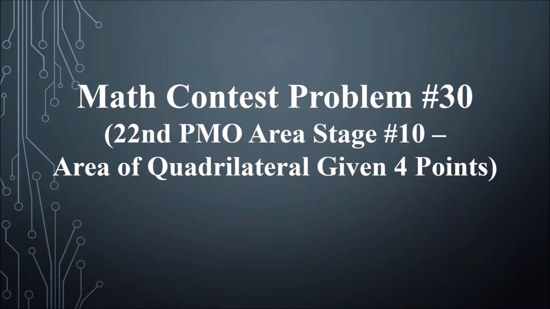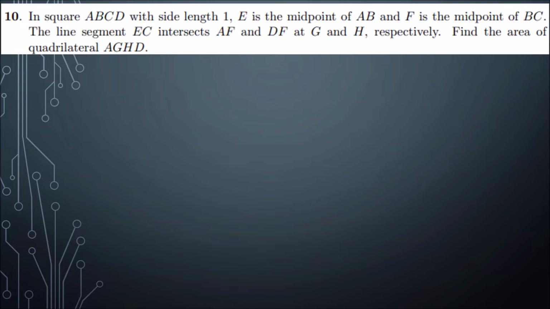Math contest problem number 30. Area of quadrilateral given 4 points. In square ABCD with side length 1, E is the midpoint of AB and F is the midpoint of BC. The line segment EC intersects AF and DF at G and H respectively. Find the area of quadrilateral AGHD.